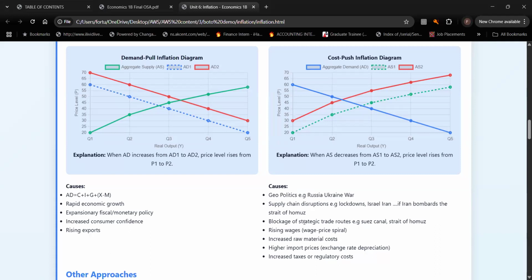Then we have blockades or blockages in the strategic trade routes. The Suez Canal is one of them. We talked about the Strait of Hormuz. And that creates what we refer to as a leftward shift in the aggregate supply graph, as you see from the green line that we have here, indicating the initial graph before any of these events take place. After the events take place, you'd have a leftward shift in the aggregate supply graph, where you now have a red graph indicating that shift.